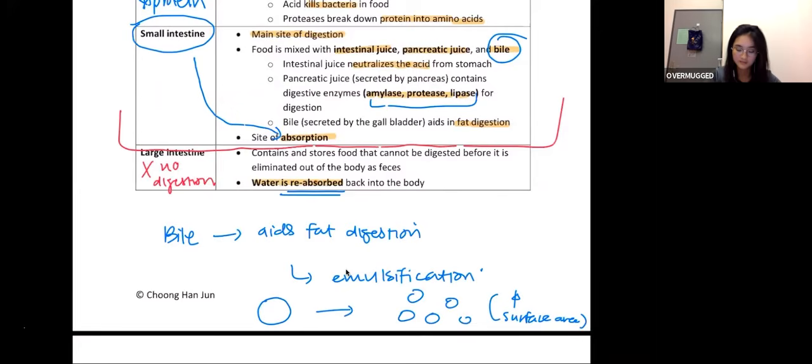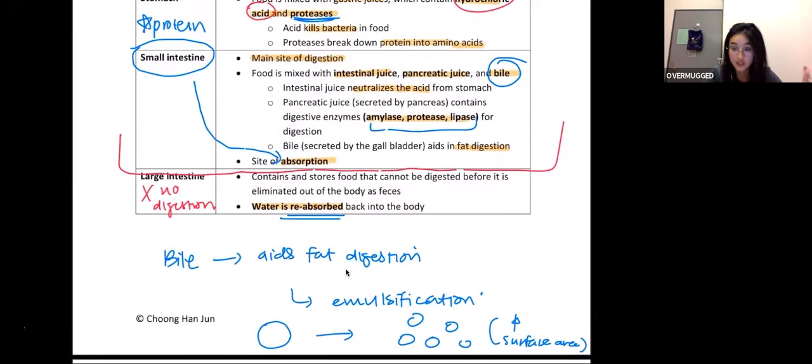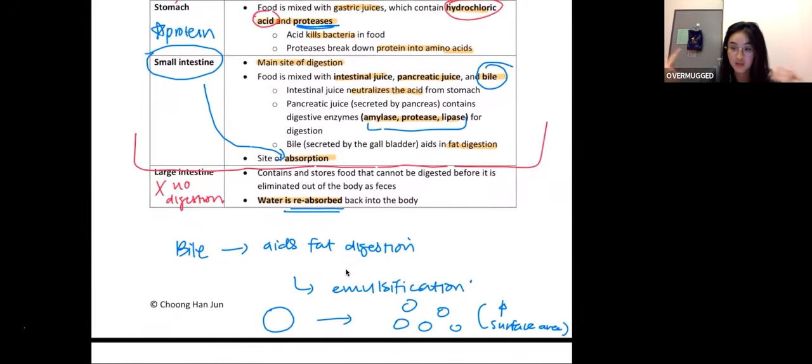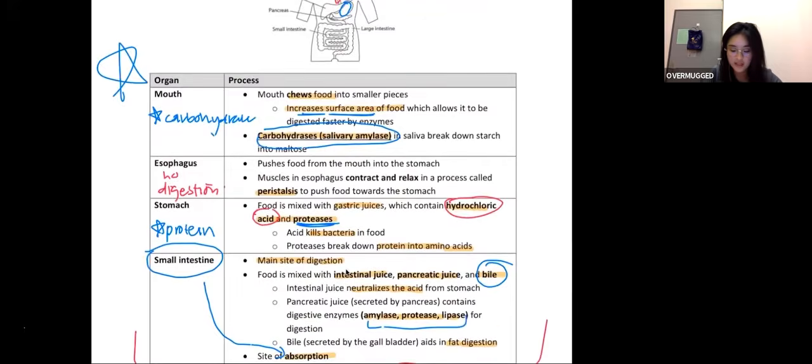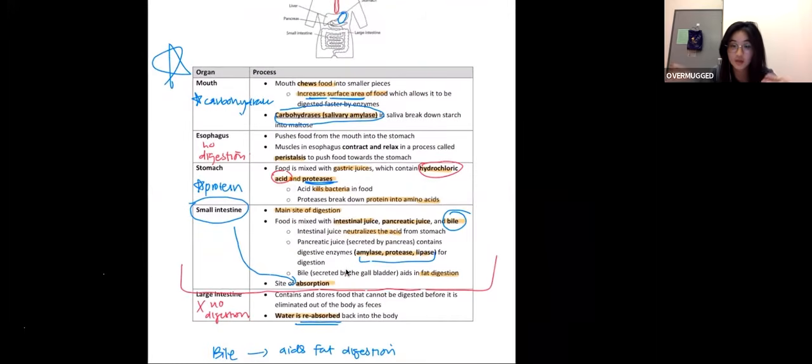Because remember, for fat digestion specifically, in which organs can it occur? There's only one organ in which fat digestion occurs, and that is the small intestine. It doesn't happen in the mouth, the esophagus, the stomach, and it also doesn't happen in the large intestine. It only happens in the small intestine, which means it has so little time to really digest the fat.